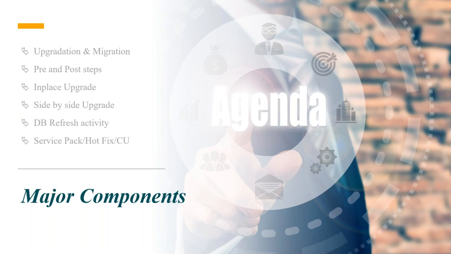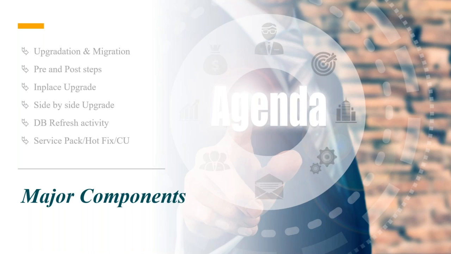Next, one concept is called service pack, hotfix, and CU. Cumulative update, hotfix, service packs, and even security patches. We can have service packs like SP1, SP2, SP3, SP4, and hotfix and CU, cumulative updates. So what are the differences? What are the major pre and post steps we need to follow when applying a service pack or hotfix or CU? What issues will we face while applying them, and how do we fix them? We'll also discuss that part.